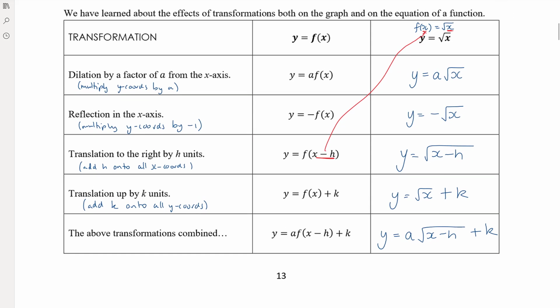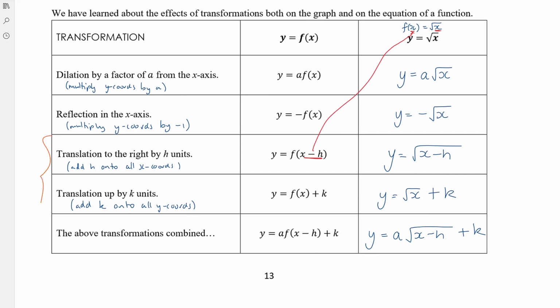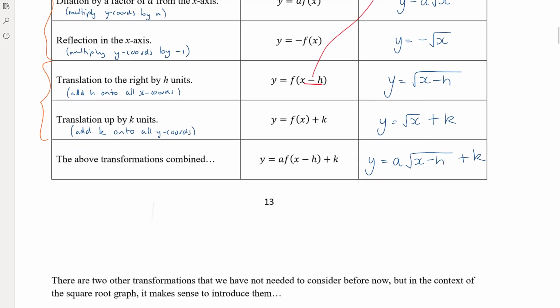So if we think about what's happened here, we've looked at adding and subtracting onto x or y coordinates. But we've only looked at what happens when we multiply the y coordinates, so stretching away from the x-axis, and what happens when we make the y coordinates negative, so reflecting in the x-axis. What we haven't considered is what if we multiply the x coordinates by something, so we stretch away from the y-axis, and what if we make the x coordinates negative, so we reflect in the y-axis? Those are the two things that are missing. We want to have a look at those now before we move on to sketching some graphs.